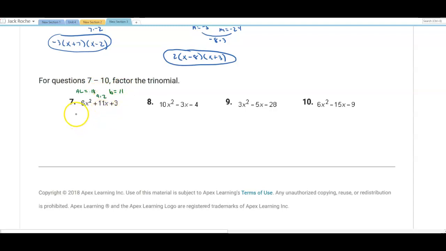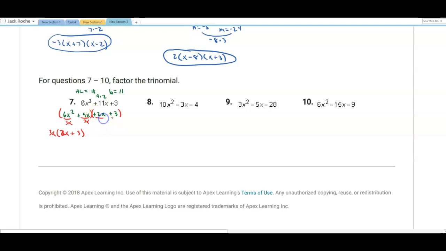So we're going to rewrite this middle term. So it's 6x squared plus 9x plus 2x plus 3. Now I go ahead and group the first 2 and last 2. The GCF in the first group is going to be 6 and 9 can be divided by 3. X squared and x can be divided by x. So I divide by 3x and I'm left with 6x squared divided by 3x is 2x. Then 9x divided by 3x is plus 3.